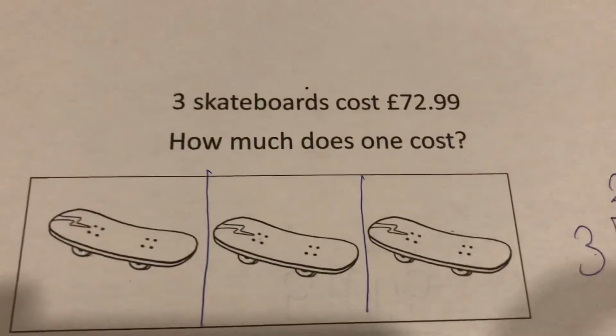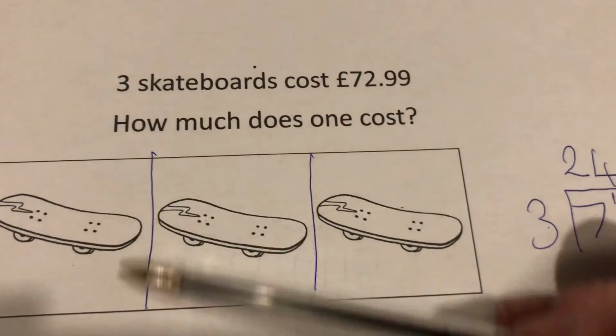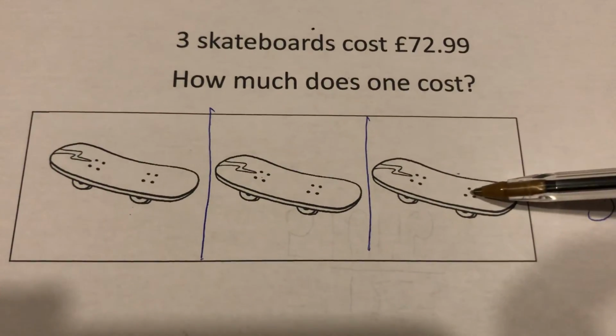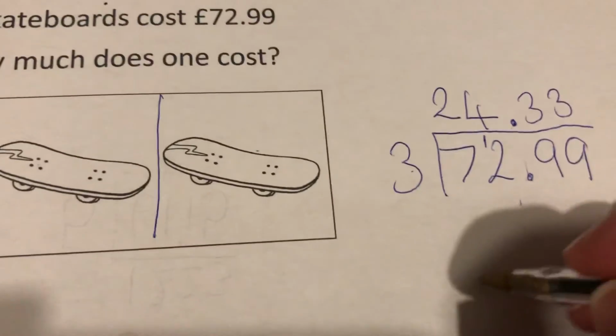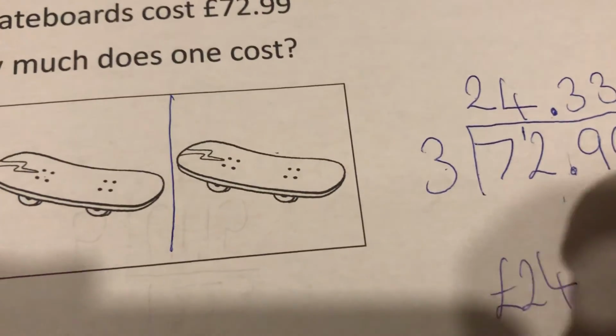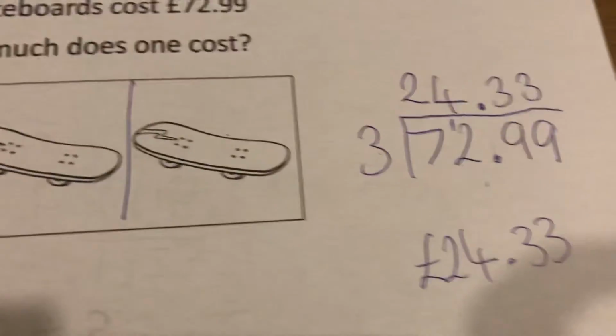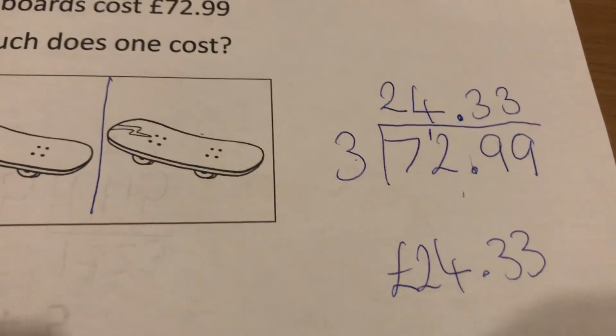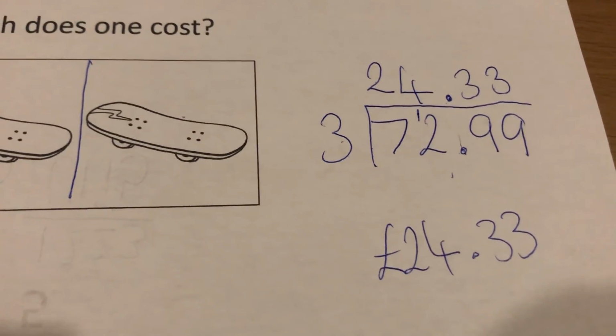So let's go back to our question. 3 skateboards, so all 3 of them together cost $72.99. How much does 1 cost on its own? And the answer is $24.33. Okay, so again, day 2, lots more practice.